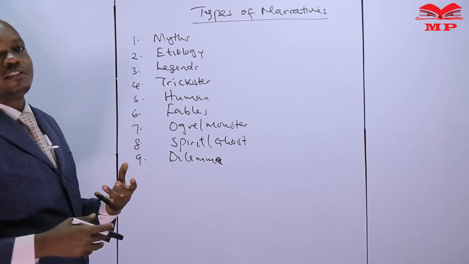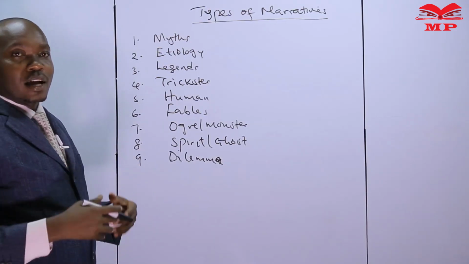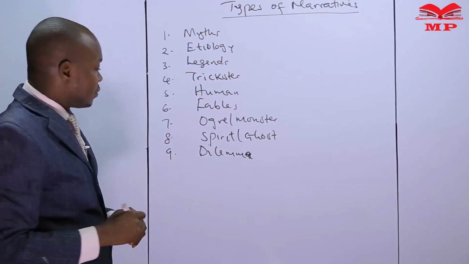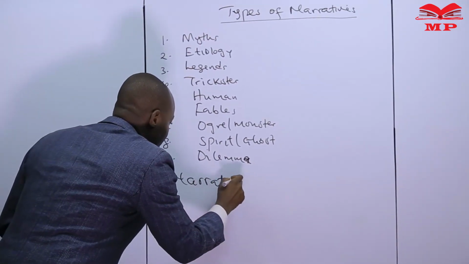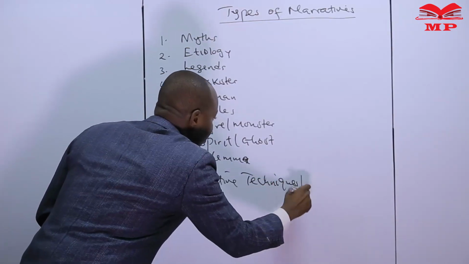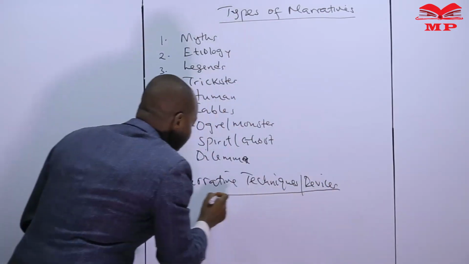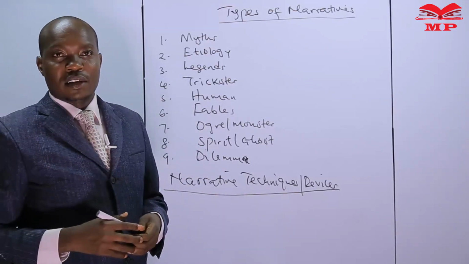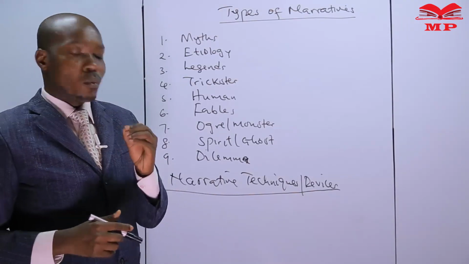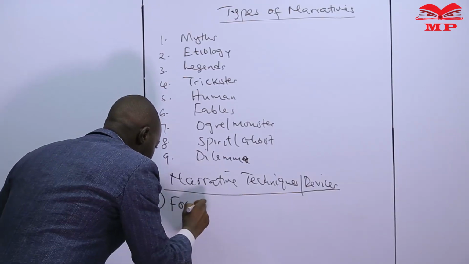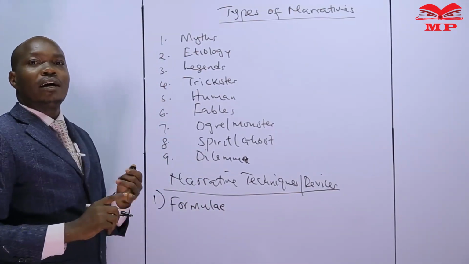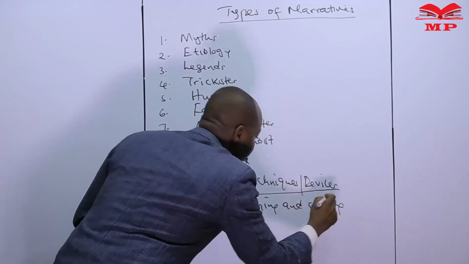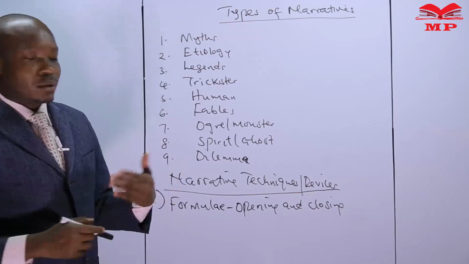We have also looked at the narrative techniques, in this case features of narratives, or devices. By this we mean those features which are typical, which are unique of narratives. And we have four key major features. One is the use of the formula. I said you have the opening formula and the closing formula. Opening will start a narrative and closing will end a narrative.